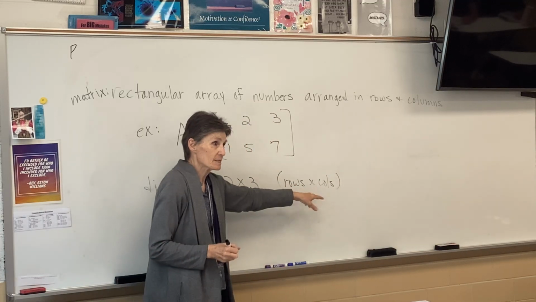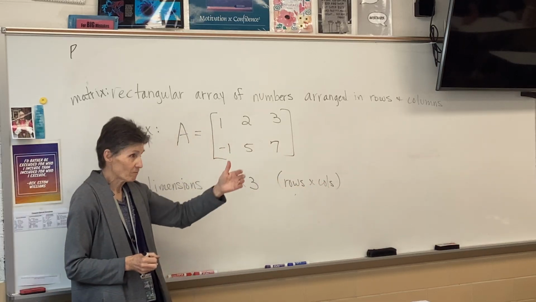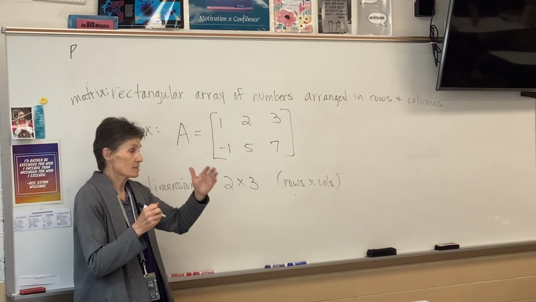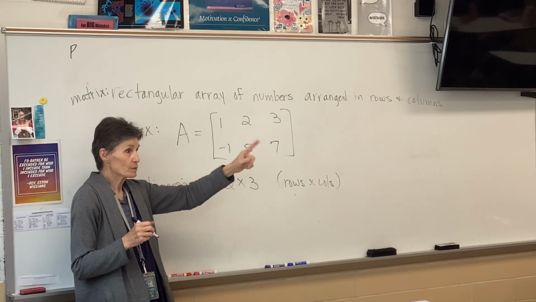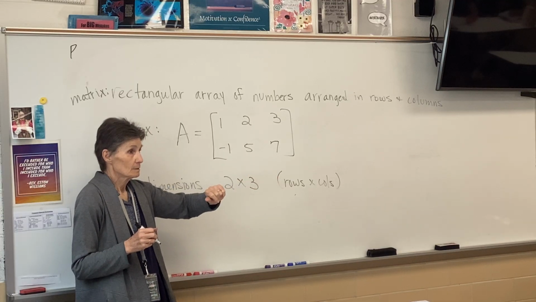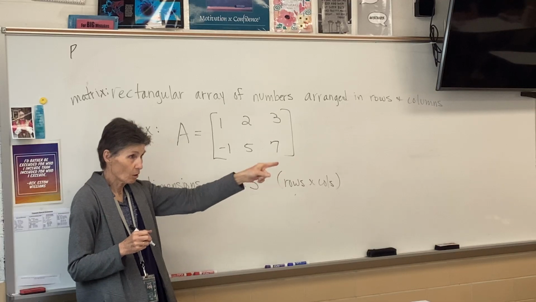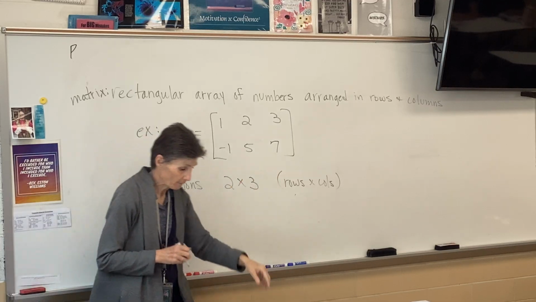That's not times, that's by. Like a 2 by 4 that you buy at the lumberyard. This is a 2 by 3 matrix. Rows, columns. Rows come first, always. Okay?